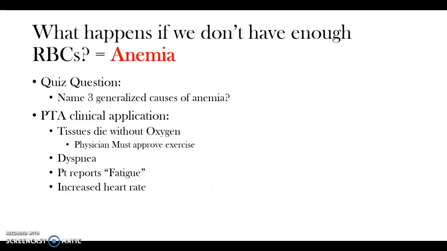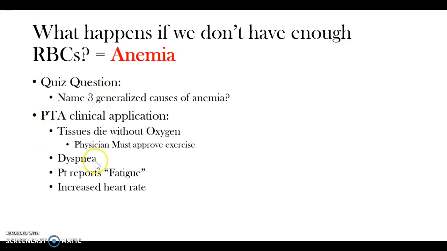Anemia is what happens when we don't have enough red blood cells. So hopefully you can name the general causes of anemia. How does this apply to us? So if someone is very significantly anemic, we must get physician approval because we can cause damage. Our exercises are designed to maybe cause a little bit of damage so that the tissues build up stronger. So if someone doesn't have sufficient oxygenation, they're not going to heal well.